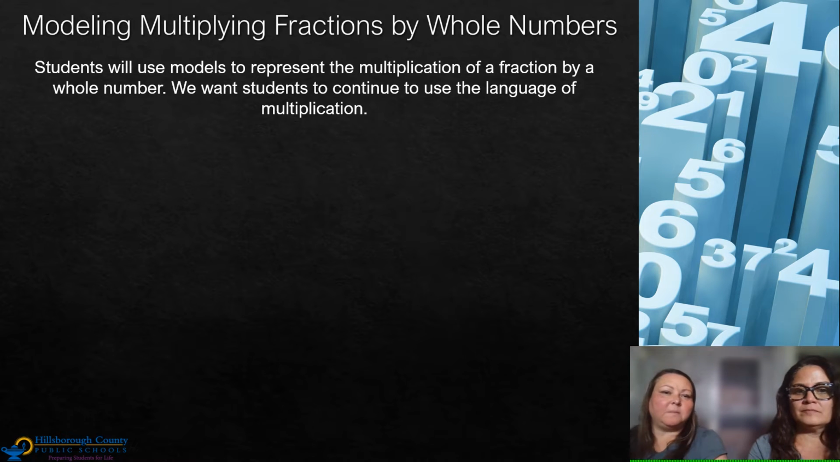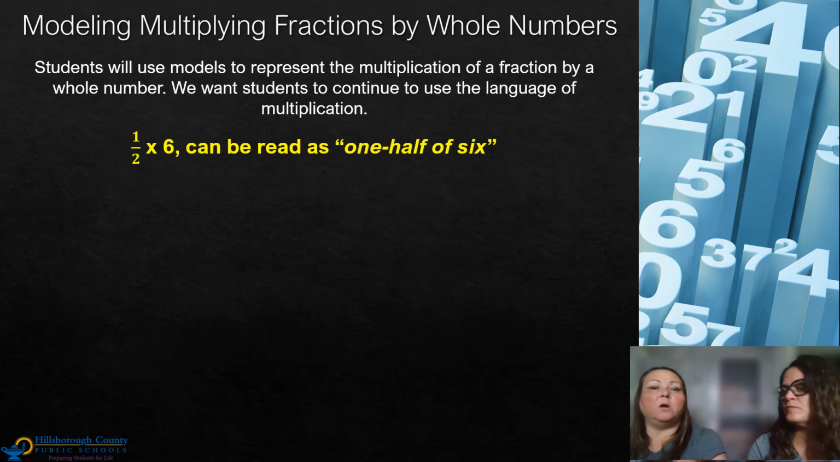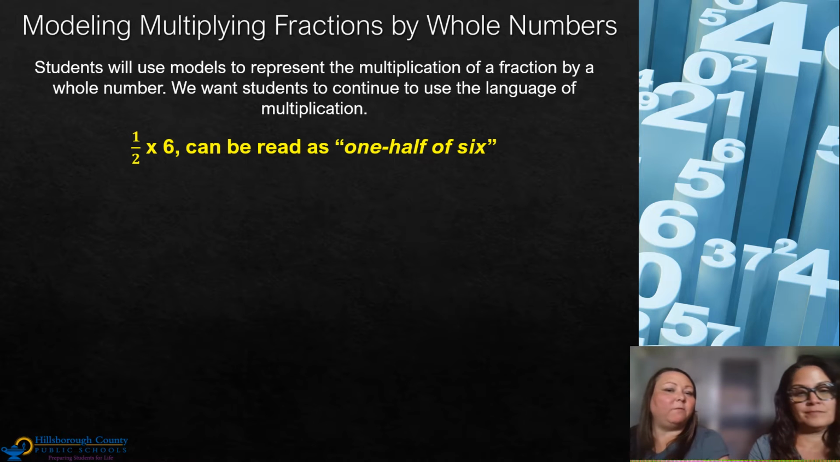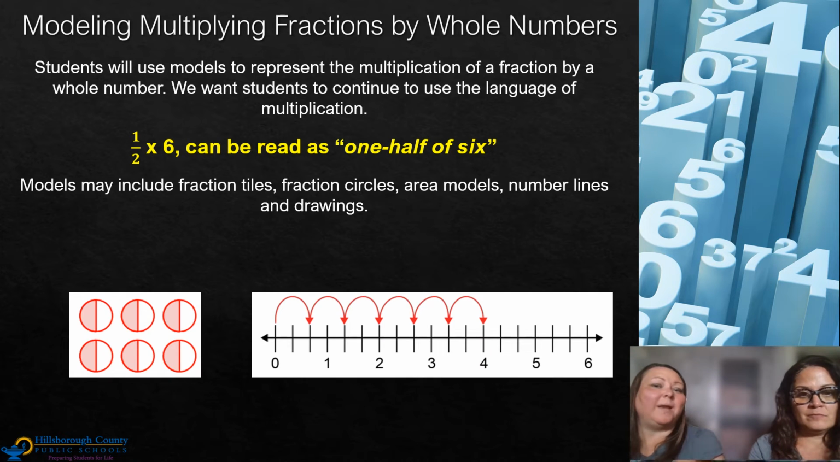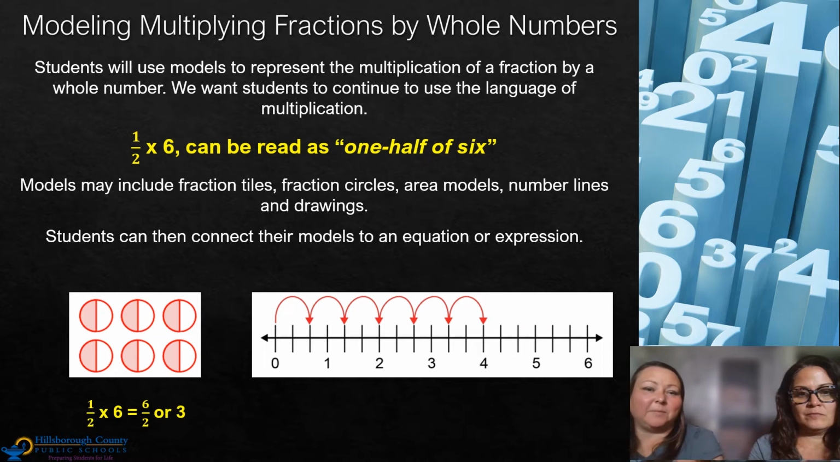So now we're moving to modeling multiplying fractions by whole numbers. We're changing the order of those factors. So I'm no longer multiplying a whole number by a fraction, but a fraction by a whole number. So I have 1/2 times 6, or 1/2 of 6. We want to use that same language.